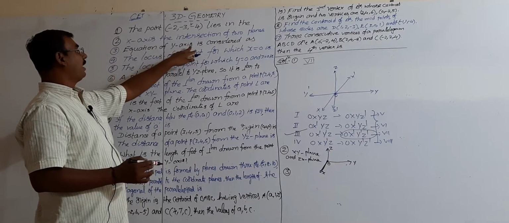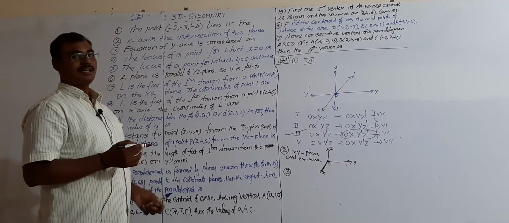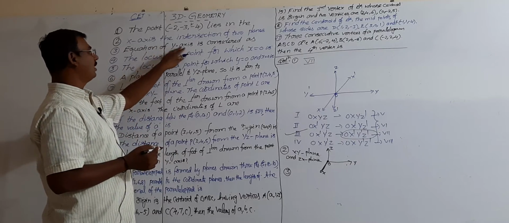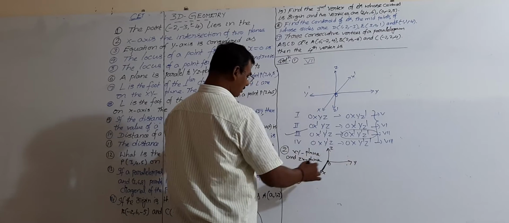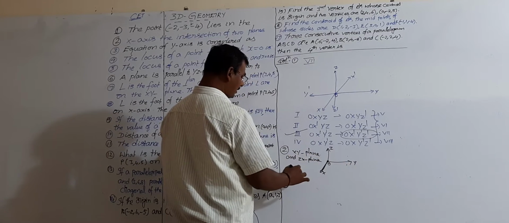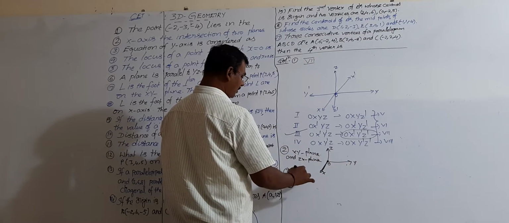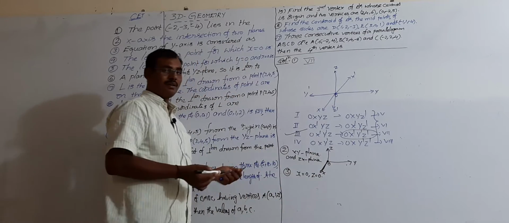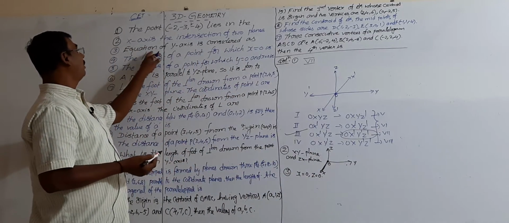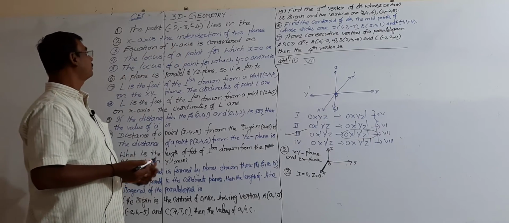Third question. The equation of the y-axis: on the y-axis, which coordinates are 0? So the equation of the y-axis is x equal to 0 and z equal to 0. This is called the equation of the y-axis.